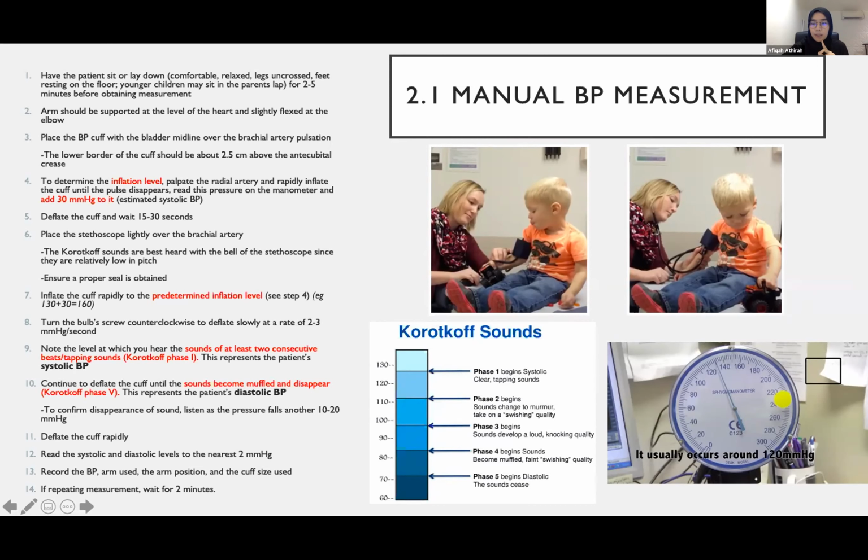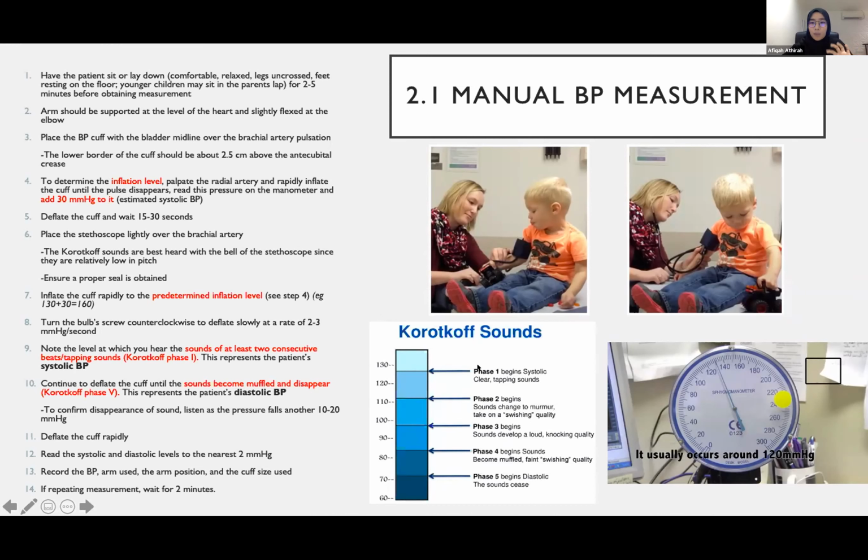So we put on the stethoscope and place it at the brachial artery here, and see here, step number 7, we inflate the cuff to the predetermined inflation level. Like I said just now, 130 plus 30 becomes 160. So we inflate all the way to 160, and then we deflate slowly at the rate of 2 to 3 millimeters of mercury. And this is the part where we need to hear the correct Korotkoff sounds.